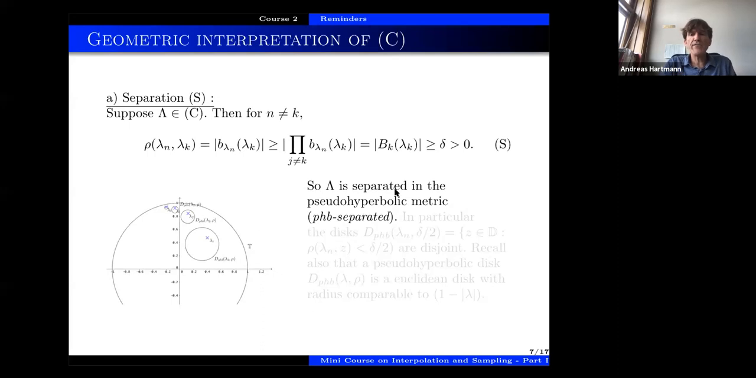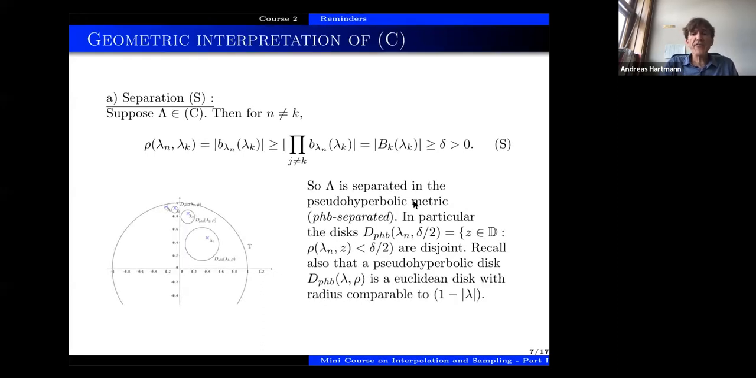So rho defines the pseudo-hyperbolic metric. And in particular, this means if I take pseudo-hyperbolic disks, which are defined like Euclidean disks, but I replace the Euclidean metric by the pseudo-hyperbolic metric, they have to be disjoint. The pseudo-hyperbolic metric is a metric. It satisfies, in particular, the triangular inequality. And so at the end of the day, we see that, in fact, these neighborhoods will separate.